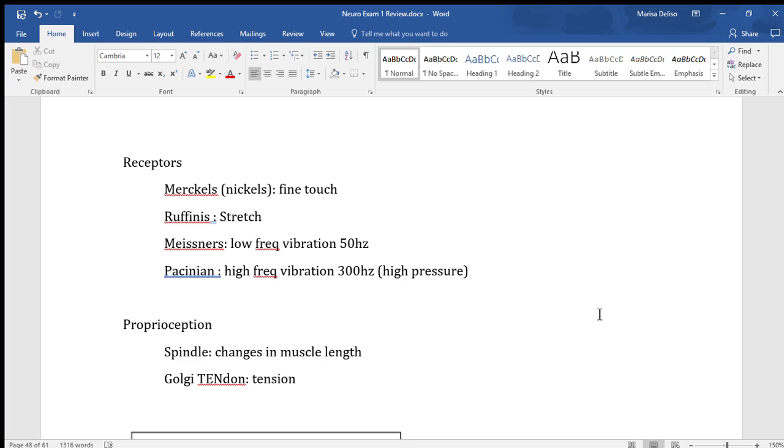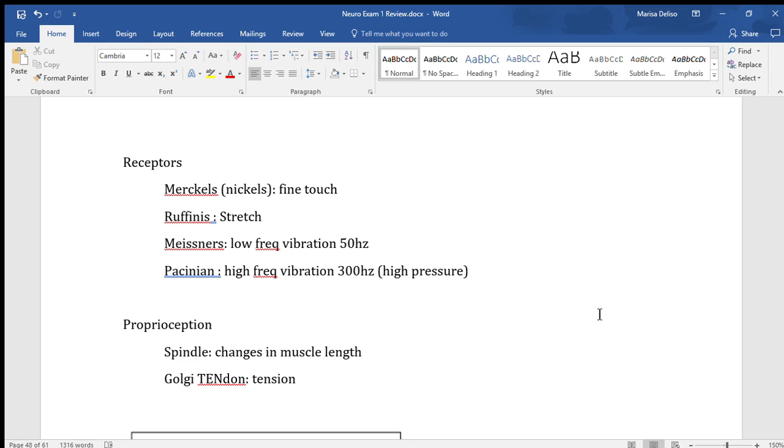And then you have Ruffinis. Something's rough and you stretch it, so Ruffinis is your stretch receptor. And then Pacinian, I always forget Meissners. So then you go to Pacinian, that's going to be your deep pressure, right? So now we're talking about vibration. So Pacinian's pressure, but intense pressure, right?